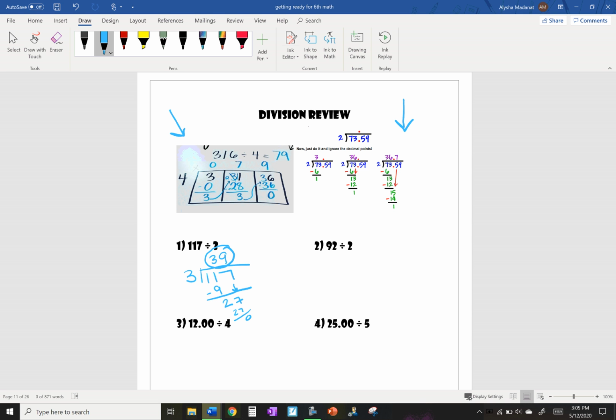All right, number 2 says 92 divided by 2. So 92 is first, so that's going to go in the box. 2 goes on the outside. How many times can 2 get close to 9 without going over? You're going to do it 4 times, which gives you 8. You have 1 left over. Bring down your 2. 2 goes into 12 6 times, which gives you a final answer of 46.